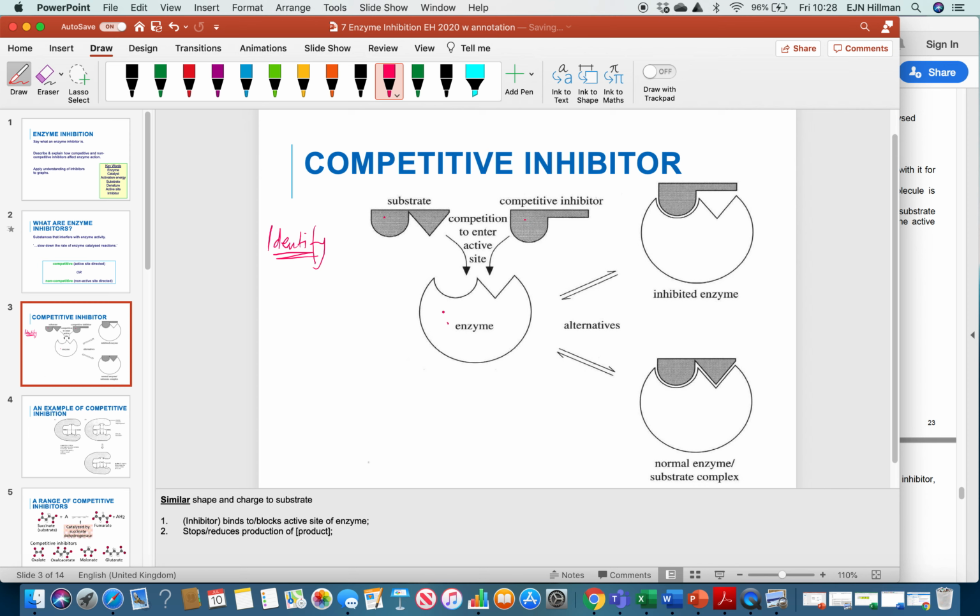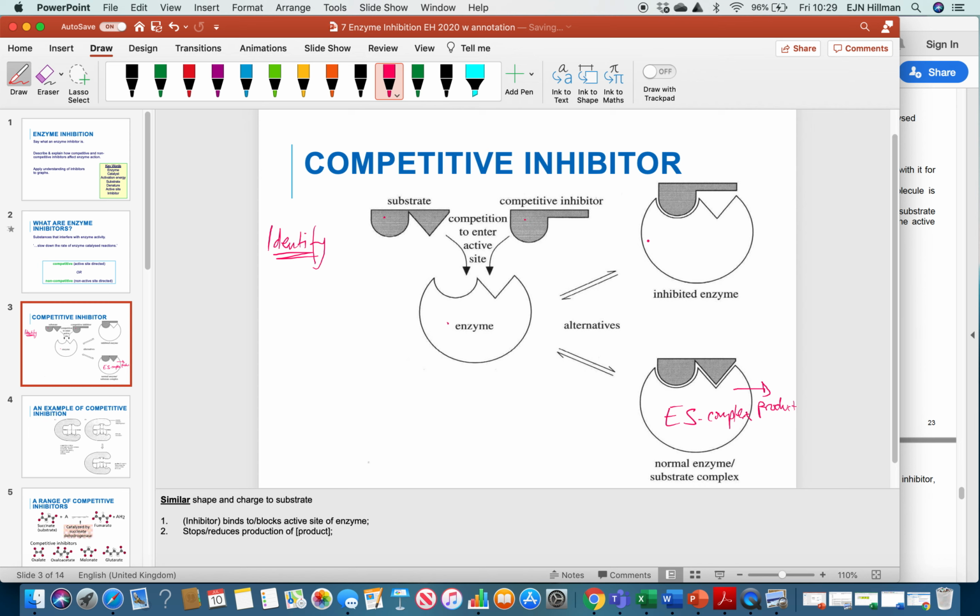Okay, so we can see the enzyme can either form a normal enzyme substrate complex. So here we've got that enzyme substrate complex that forms when the complementary substrate binds to that specific tertiary structure of the active site. If this were to happen, the reaction would proceed and a product would be formed. Again, it's helpful to identify the product when completing questions on this.